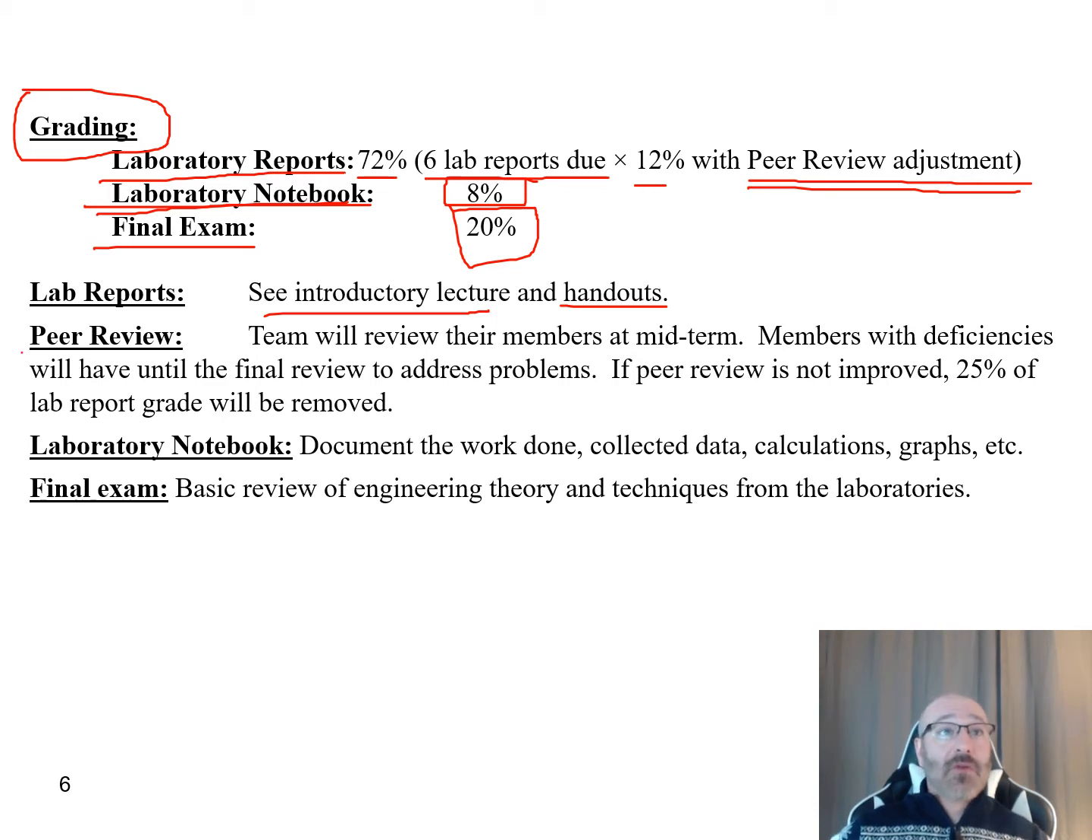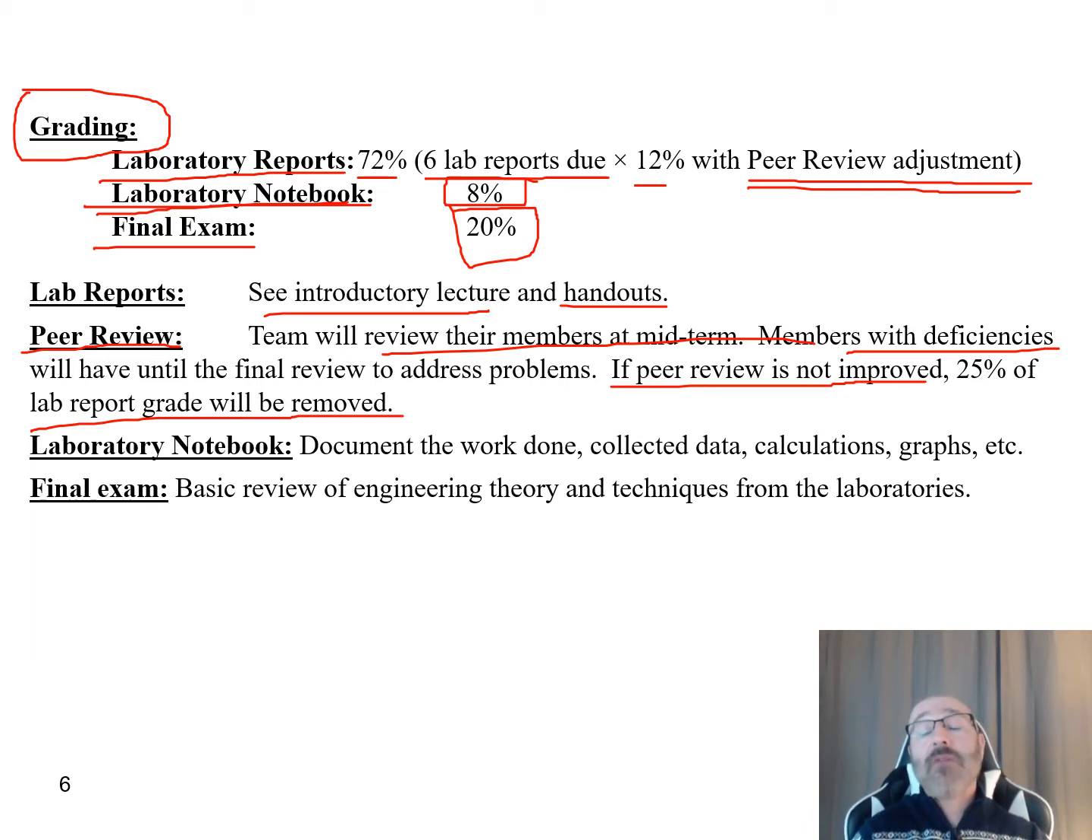So again, peer review, I'll briefly go over this again. This is where you're going to review all your team members. Any of the deficiencies that are noted here will be addressed. So if the peer review is not improved from the midterm to the final, 20% of the lab report grade will be removed. This is up for negotiation as well, so please feel this is a way for you to express any concerns you have for the contribution levels of your group members in a private setting between just me and you and the graders, so that we can adjust these correctly based upon everybody's performance and their review status within this peer review.